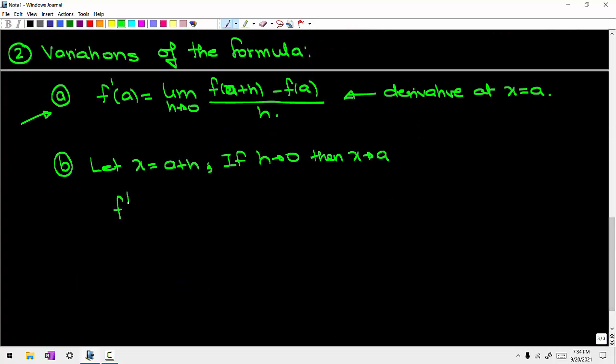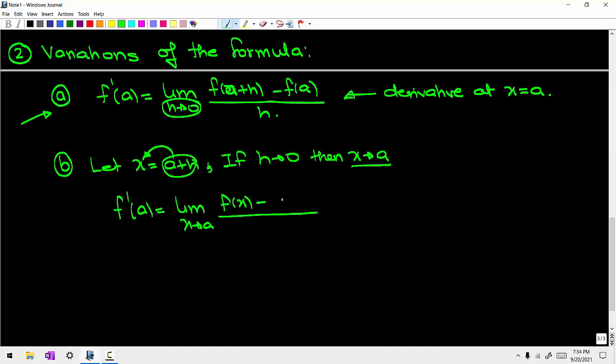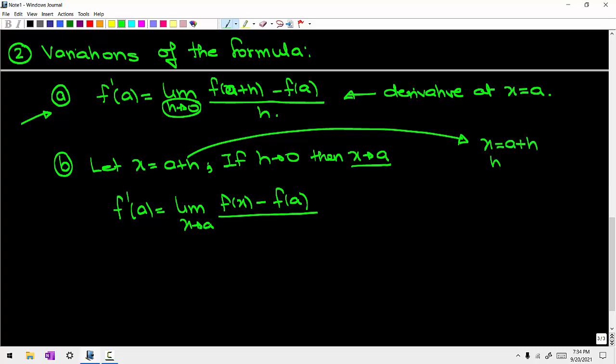So I get f prime of a is equal to the limit. Instead of h going to 0, we say x goes to a, of f of a plus h. But what is a plus h? We called a plus h what? X. So we get f of x minus f of a. What is h then? If you solve this for h, we get x is equal to a plus h, so h is equal to x minus a. You move the a to the other side. So here's another formula that gives us the derivative at a.